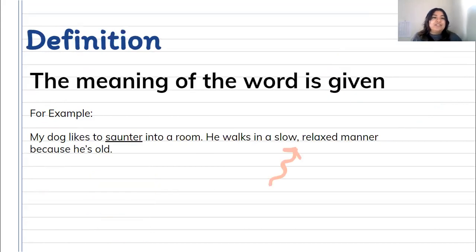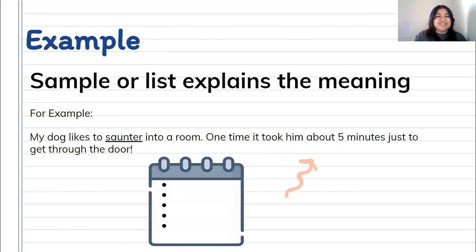The next way to use context clues is to use a definition, which is the meaning of the word. So with this same example, it says, "My dog likes to saunter into a room. He walks in a slow, relaxed manner because he's old." So using that same word saunter, now we know that it means walking in a slow, relaxed manner, right? So in this scenario, the context clue is the actual definition of the word, slow, relaxed manner, right? So that is how you would use the definition as a context clue.